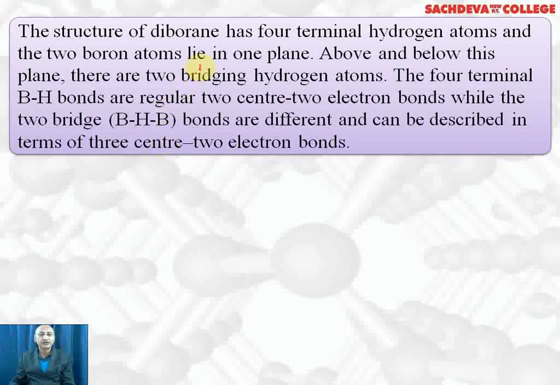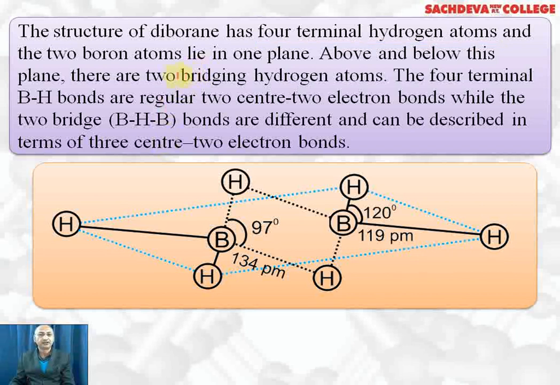The structure of diborane has 4 terminal hydrogen atoms, 1, 2, 3, 4. These 4 terminal hydrogen atoms and the 2 boron atoms lie in one plane because the outer bond angle is 120. Here also it is 120. Above and below this plane there are 2 bridging hydrogen atoms. This is a hydrogen bridge, this is a hydrogen bridge, which have 3 centered bonds. So there are 2 three centered bonds. They are also called banana bonds or bridged bonds.